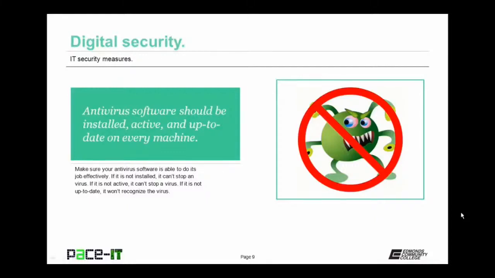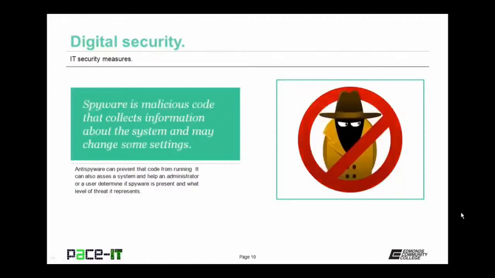Now let's move on to anti-spyware. Anti-spyware is closely related to antivirus. As a matter of fact, a lot of antivirus software packages have anti-spyware built into them. Spyware is malicious code that collects information about a system. It may change some system settings, but what it does is it collects information and then it sends that information off to a remote site. Anti-spyware can prevent that code from running. It can also assess a system and help the user to determine if spyware is present and the level of threat that that spyware represents.